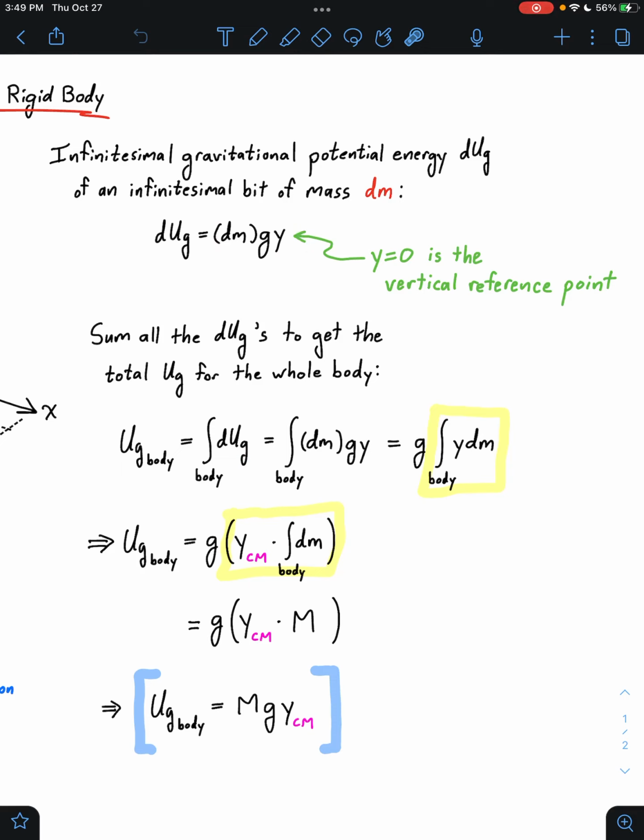And little g is going to be the same for every single little bit of mass if we're in a uniform gravitational field. So little g is a constant with respect to this integral, and we can pull it out front right there. And we're left with just this piece here, this integral of the mass of each little bit of mass times its own y-coordinate added up over the whole body. Okay, so we need some way to evaluate this term.